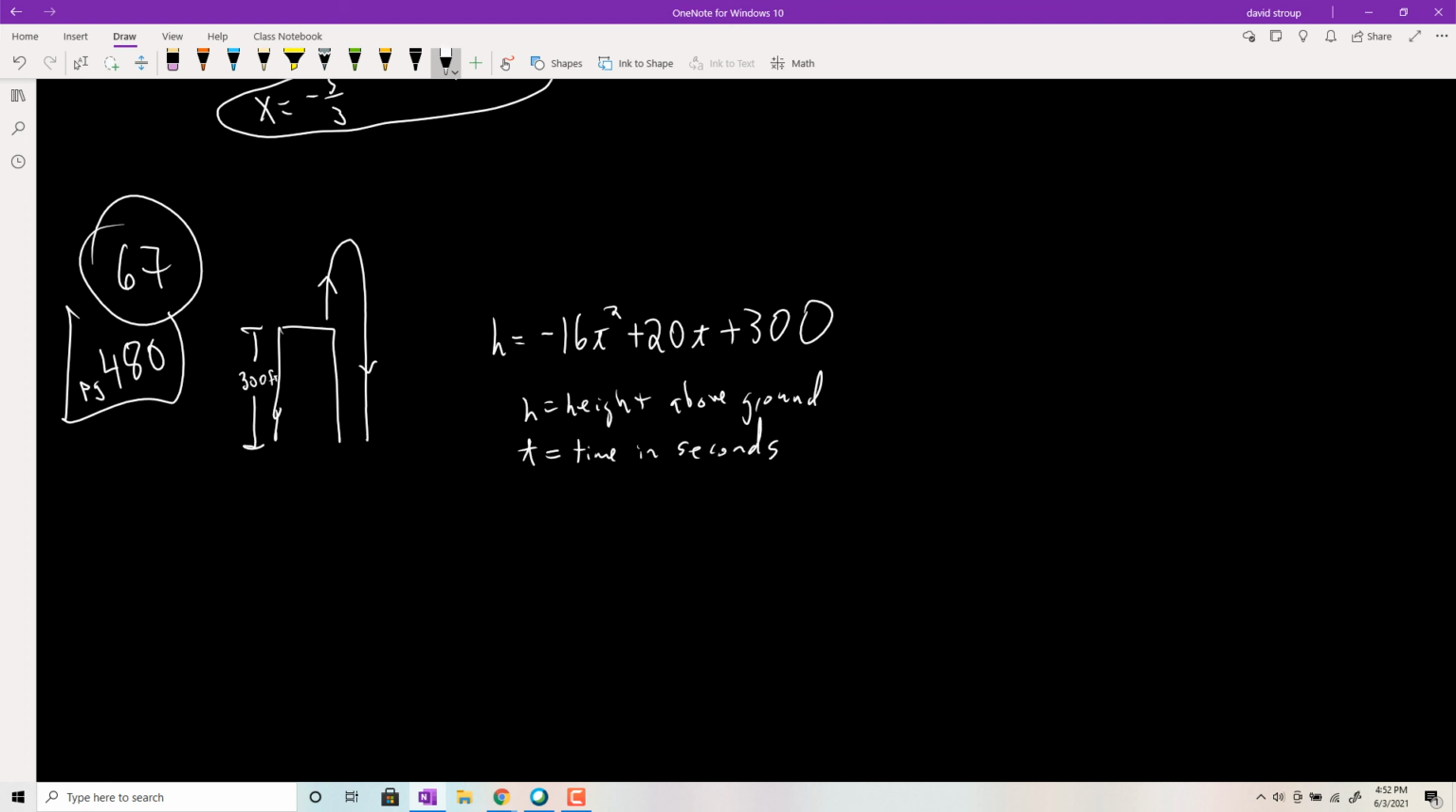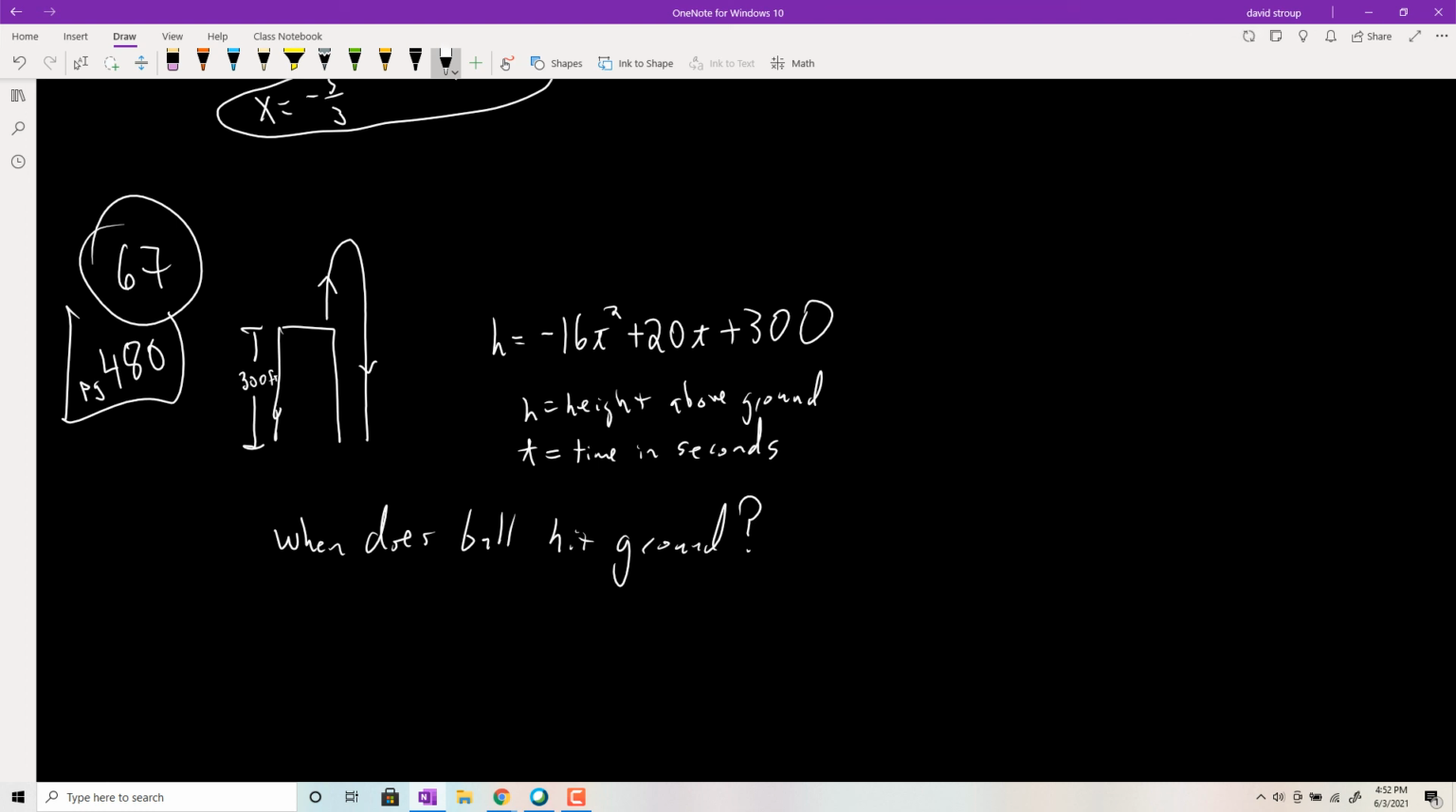And I'm probably not going to do anything with regards to graphing on the test. So don't worry. Okay, so when will the ball hit the ground? When does the ball hit the ground?